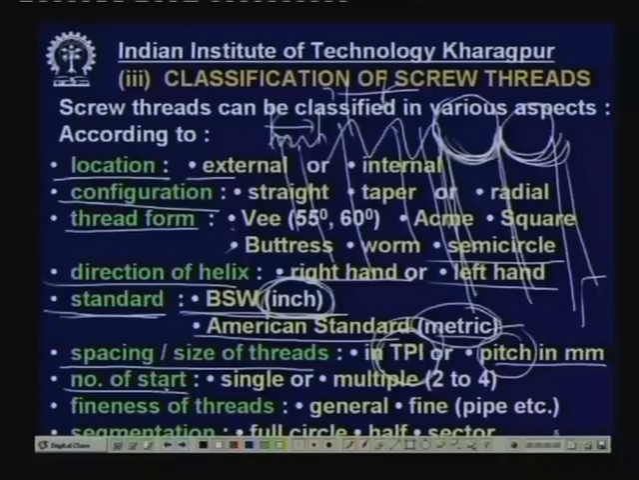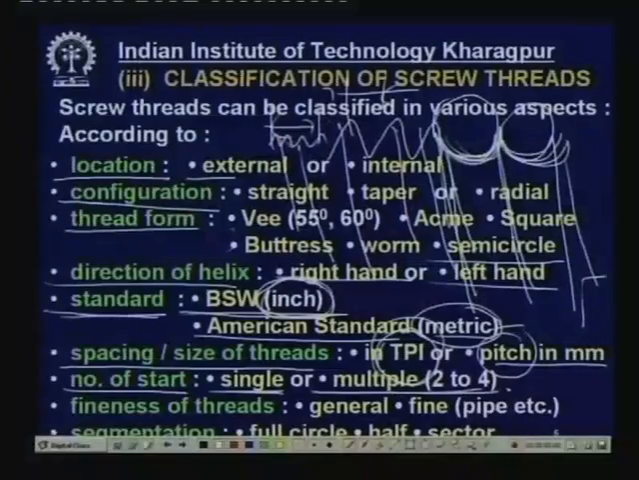Number of starts: it can be single start, and most threads are single start, where there will be only one thread continuously moving helically. But there can be multiple starts, 2, 3 or up to 4 threads. Here the lead will be very fast, so multiple threads are used for large lead. Now, fineness of threads: most threads are general type, but sometimes fine threads are required in pipes for gas proofing or water tightening. They are fine, the thread pitch is very small or TPI is very large.